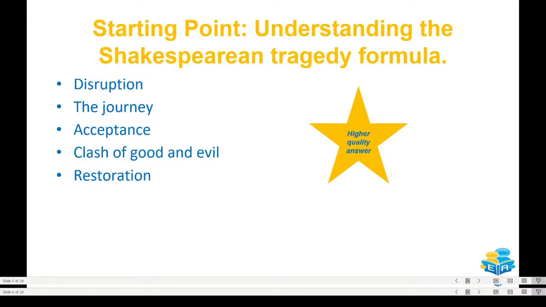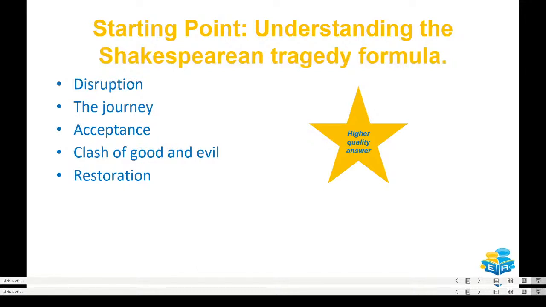The disruption of the natural order is Lear's love test. It's Lear's ego and his love test that puts a spanner in the works. We know what that spanner is. That's the disruption of the natural order. It makes things come apart. The whole court implodes.